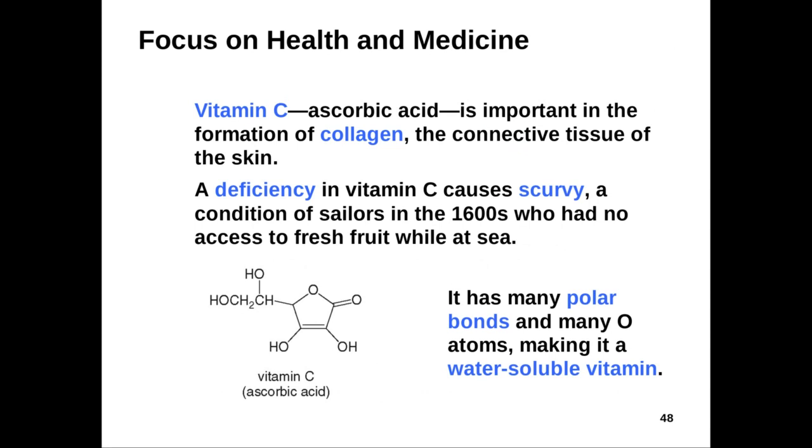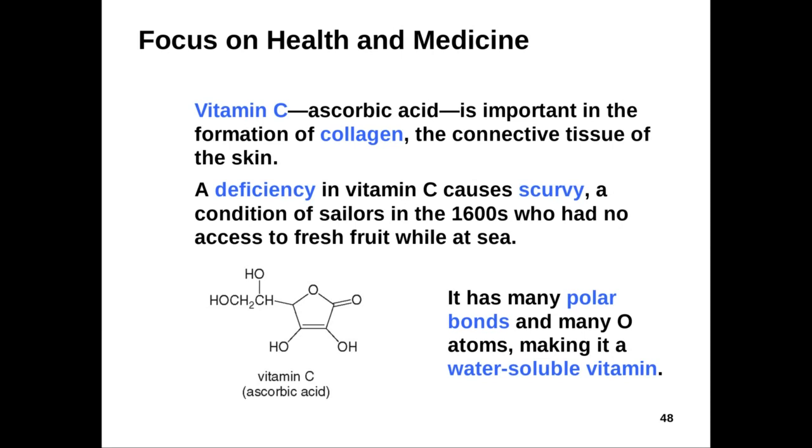Now, as a note, if you get a deficiency in vitamin C, you get a disease called scurvy. So if you ever watch anything with pirates and they say, oh, you scurvy person, I don't know what pirates say. It's been a long time since I've watched a pirate movie. Scurvy was pretty common in sailors, in particular pirates, in the 1600s and prior to that, because they actually had no access to fresh fruit while they're at sea.